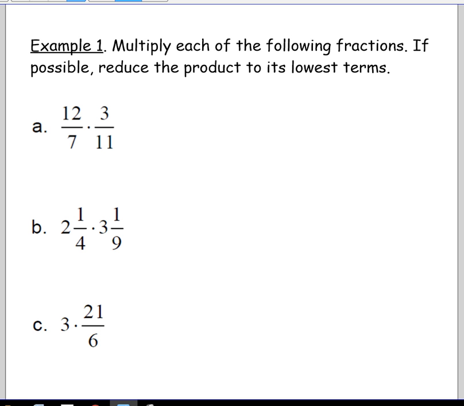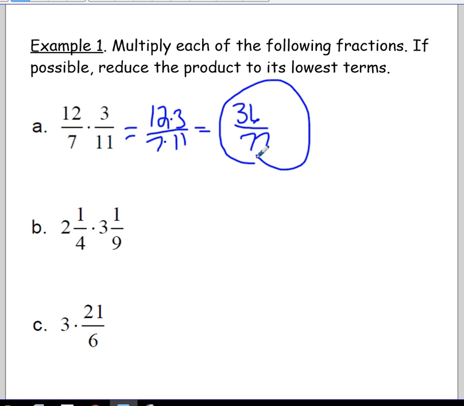So when I multiply, what I get will be my answer. For 12 times 3 for our numerator, we are going to get 36. And then for our denominator, we're going to have 7 times 11, which is 77. So that's the final answer. There's nothing that can divide into both 36 and 77 to be able to simplify.